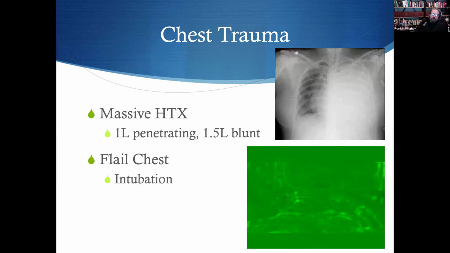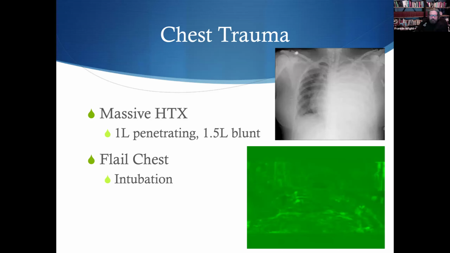But then there are additional criteria. We normally say about 200 cc's per hour for multiple hours, classically for 4 hours. So even if they only put out 0.5 liter, but the next hour they put out 250, and the next hour they put out 300, we're going to be thinking we're more likely to be successful getting this all stopped in the operating room.